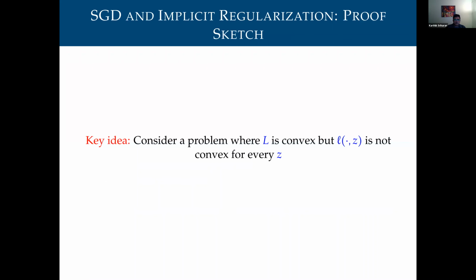Okay, so in terms of the key idea that we're going to use, let me kind of spill the beans here. The key idea is we're going to consider problems where our test loss capital L is convex, but our instantaneous loss small l is not convex for every z. And in a sense, we're going to use this fact.